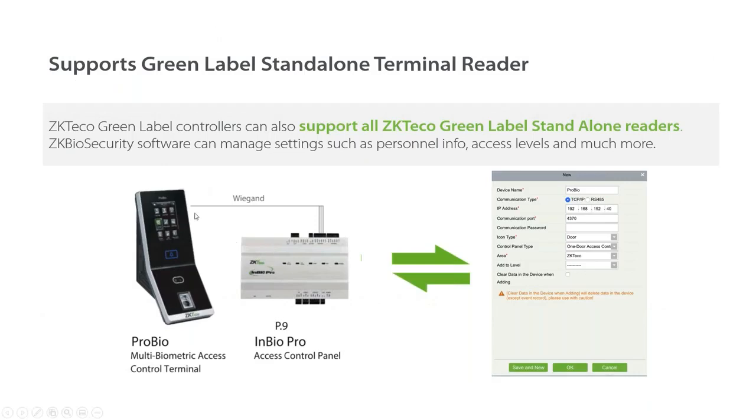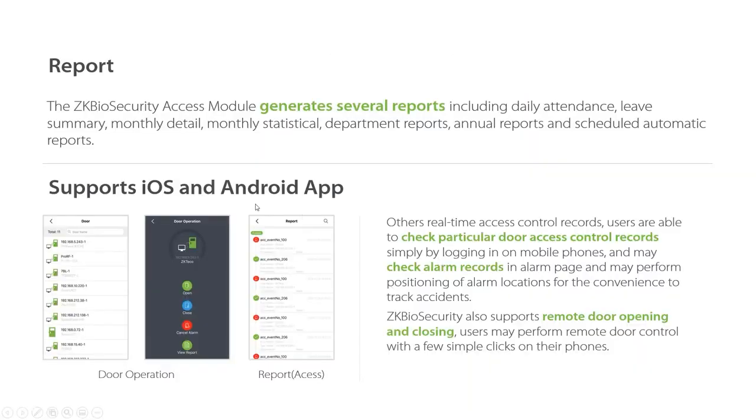And as I said, it supports green label terminals and readers, not only controllers. Here it says this image. I don't find it too good because, as you can see, it implies that the ProBio terminal needs to be connected by Wiegand to the controller in BioPro. It shouldn't; that wouldn't be the case. ProBio is a green label and can be added directly to the software. Then reports, and an iOS and Android app, with which we can open a door remotely.